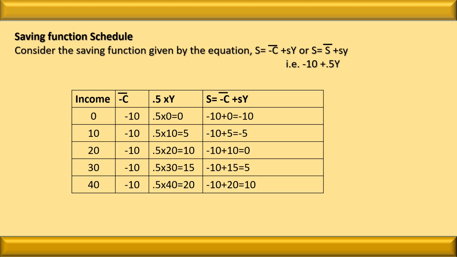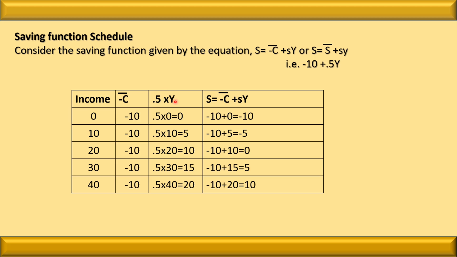Try to understand it with the schedule. Consider the saving function by the equation S = autonomous saving plus sY. In place of the autonomous saving, we can also use minus autonomous consumption. In the schedule, we can see that income is 0, 10, 20, 30, 40. Autonomous consumption is always constant, so autonomous saving is always constant. It is always negative: minus 10, minus 10, minus 10, minus 10.